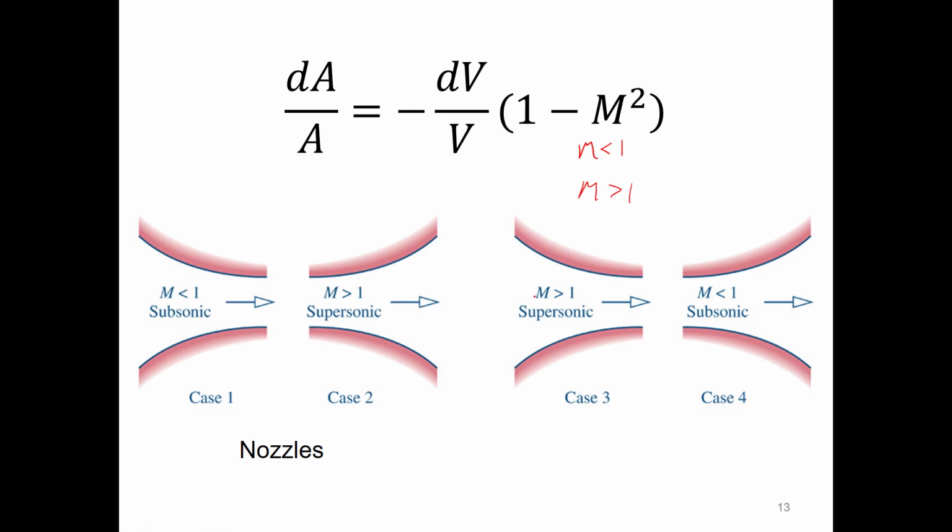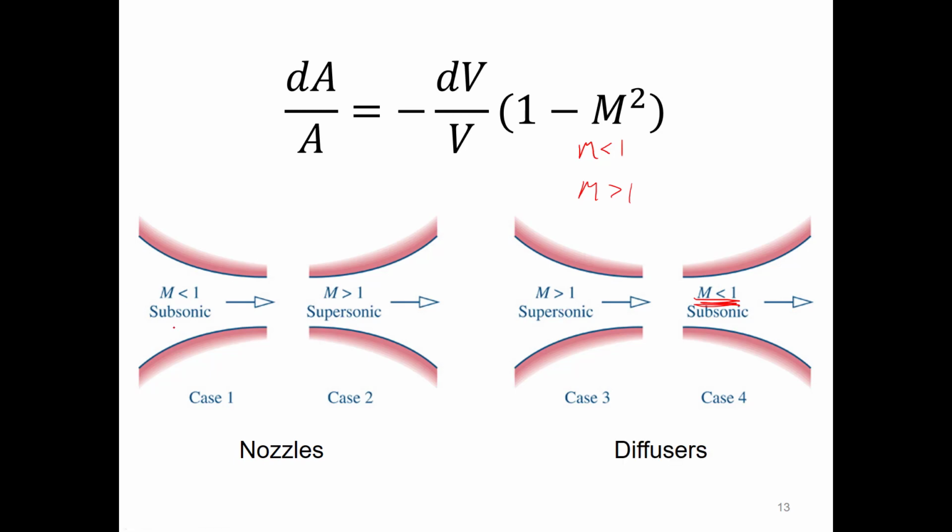So those two are nozzles. Maybe by process of elimination, guess what these two are, but let's go back here. Mach number is less than 1, and if the area goes up, velocity goes down. And over here, we're supersonic, so if M is greater than 1, area and velocity have a similar relationship: area goes down, velocity goes down. So those are diffusers.